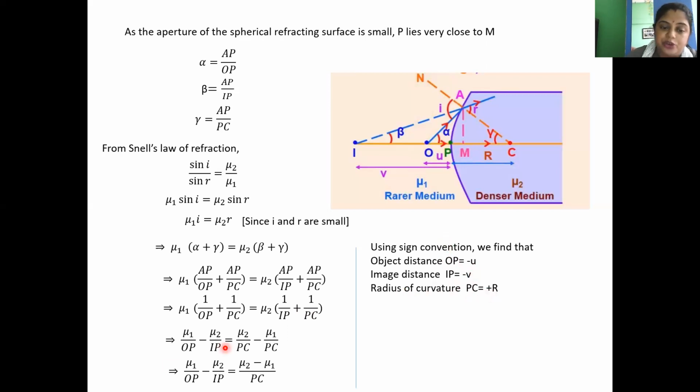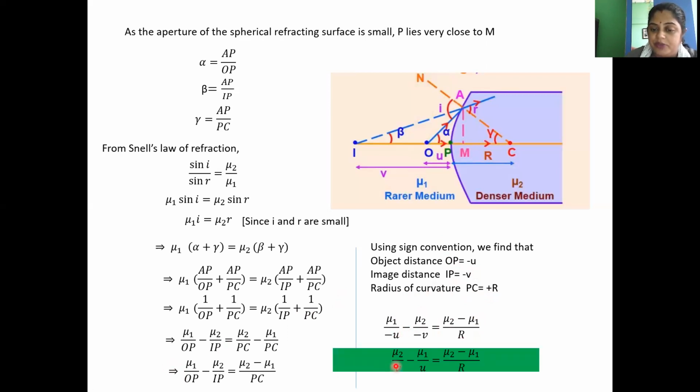Now let's put these values. After putting, we have mu1 by minus u minus mu2 by minus v equal to mu2 minus mu1 by R. Now minus minus becomes plus, so mu2 by v minus mu1 by u equal to mu2 minus mu1 by R. This is the required refraction formula. I hope there is no problem with this derivation.